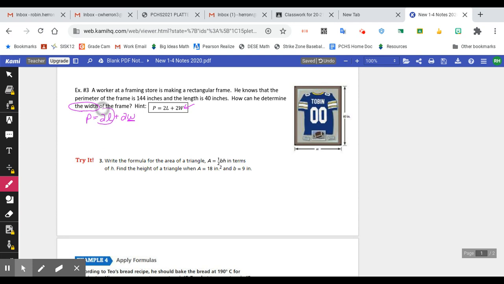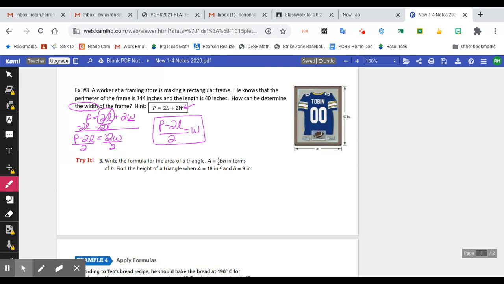So the first thing to go would be 2L because it's one term. It's being added, so we're going to subtract it. You don't actually subtract anything. We're just moving terms around. Okay? Then 2 is with W. It's the only thing left, so we're going to divide by 2 in order to get W by itself. And there's our final equation. P minus 2L over 2 equals W.